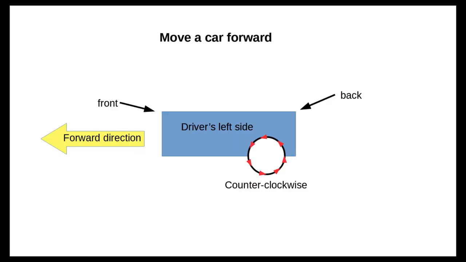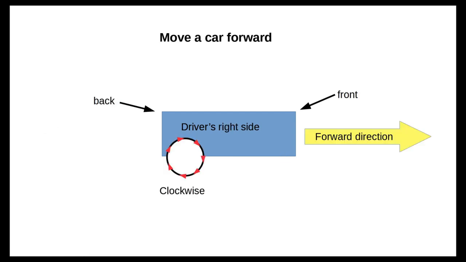Here we see a car, standing on the driver's left side. Therefore, we can see the left wheel. For the car to move forward, the left wheel must spin counterclockwise. We have now moved to the driver's right side. For the car to move forward, this wheel must spin clockwise.